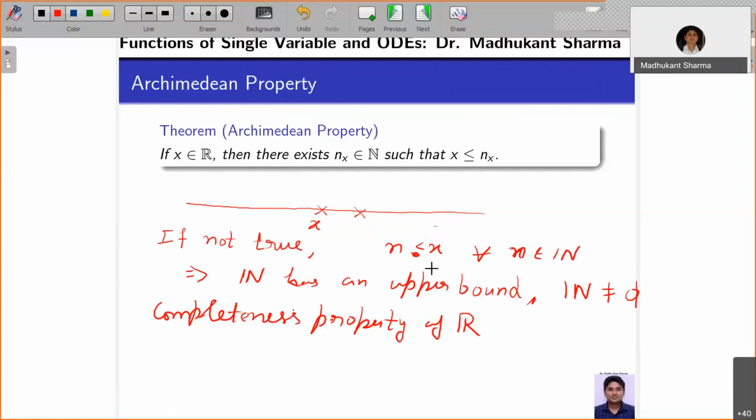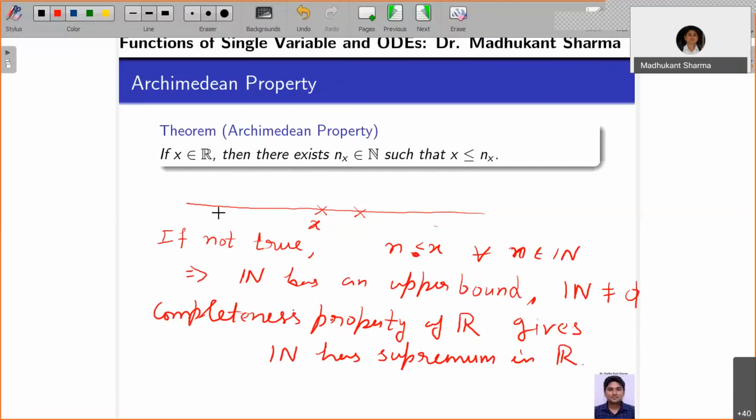Suppose you are able to find an x such that this is not true. That means x is fixed now. For a given x, suppose that for this x, this property does not hold. So x is fixed here. So this is all hypothetical. So the completeness property of R gives what? So this gives you N has a supremum in R.